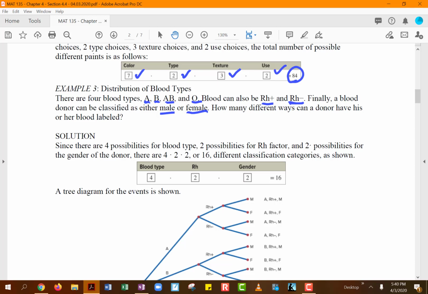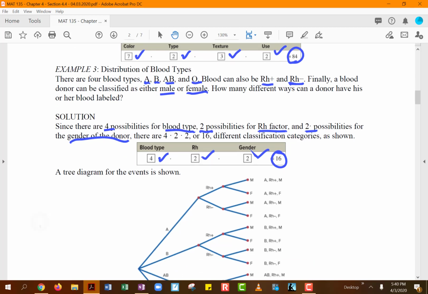So of course, we are talking about 4 different blood types, right? Your A, B, then AB together and blood O. Then your Rh factor can be positive or negative, so that's 2 possibilities for the Rh factor, and then of course 2 possibilities when we talk about the gender of the donor. So you're going to multiply 4 blood types, 2 for the Rh factor and 2 for the gender. So 4 times 2 times 2 ends up giving you a total of 16 outcomes, right?